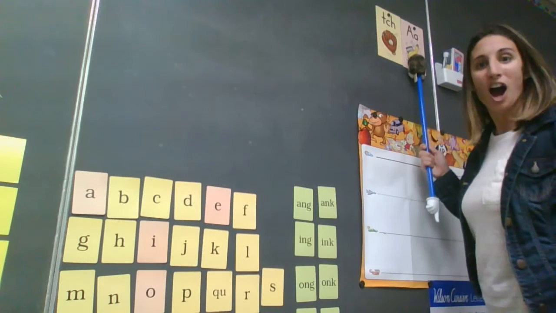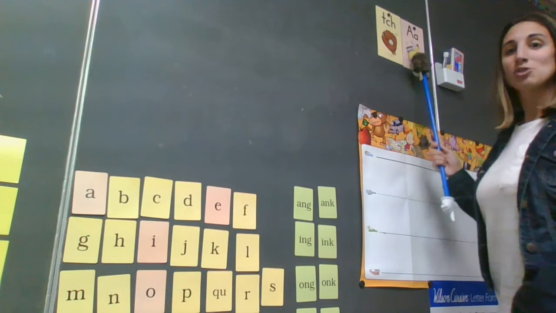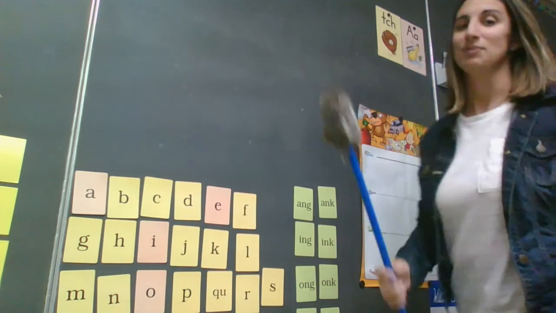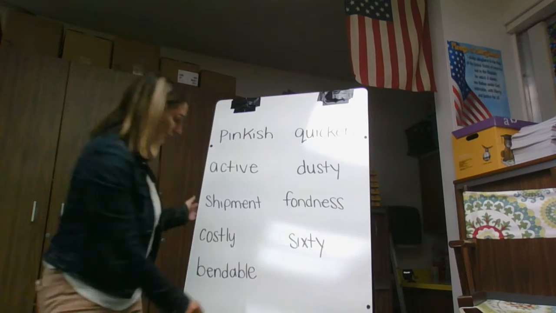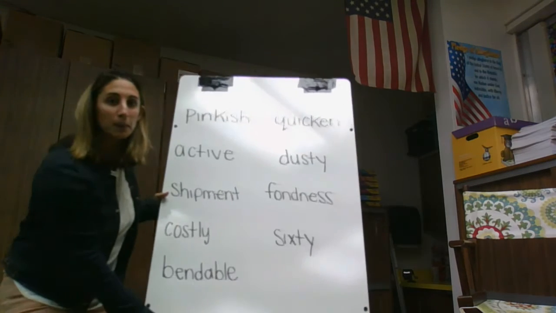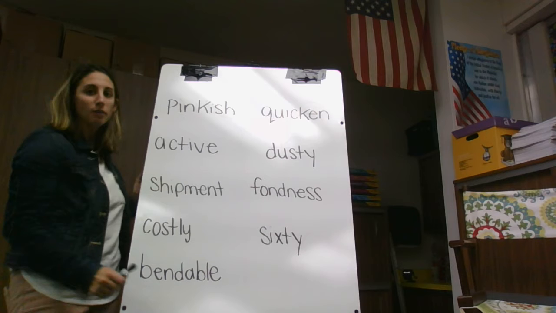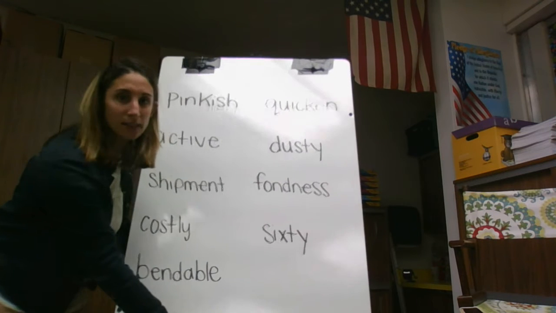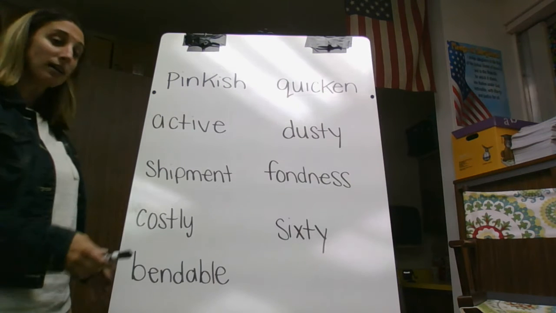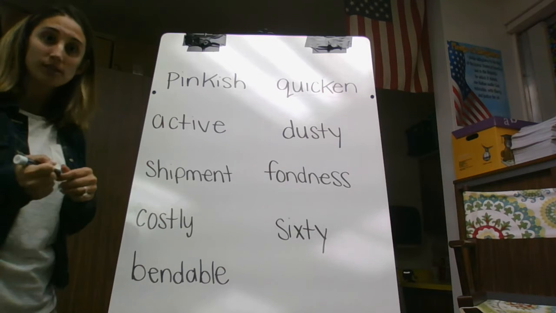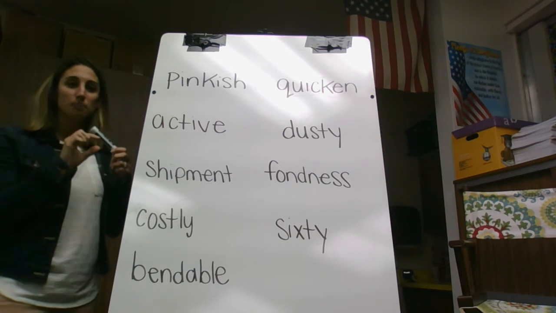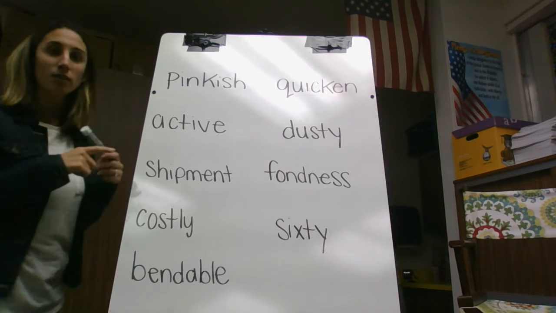A, wash. A, squash. Excellent. Okay, now we are going to look at these words that I put up here. You'll notice that every word has a suffix. And what we're going to do is practice marking these words. So remember, when you have a word with a suffix, you underline the base word and circle the suffix.